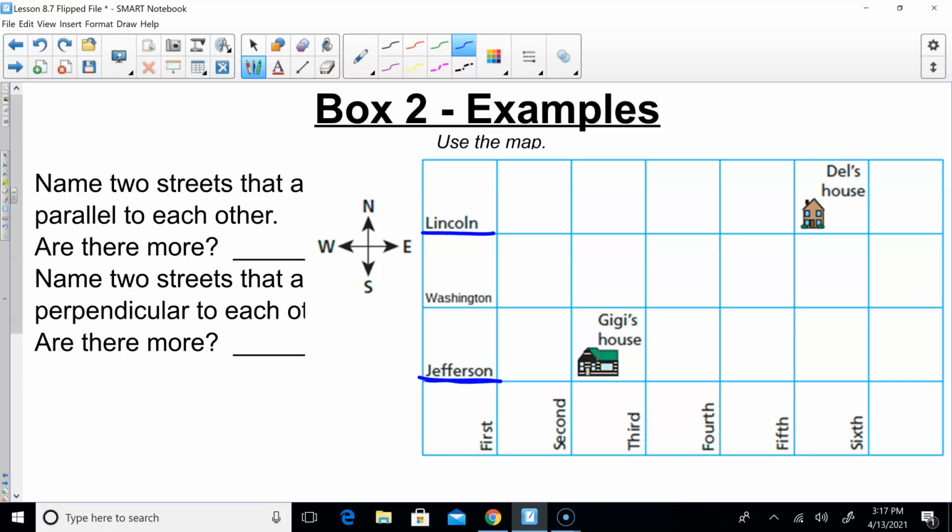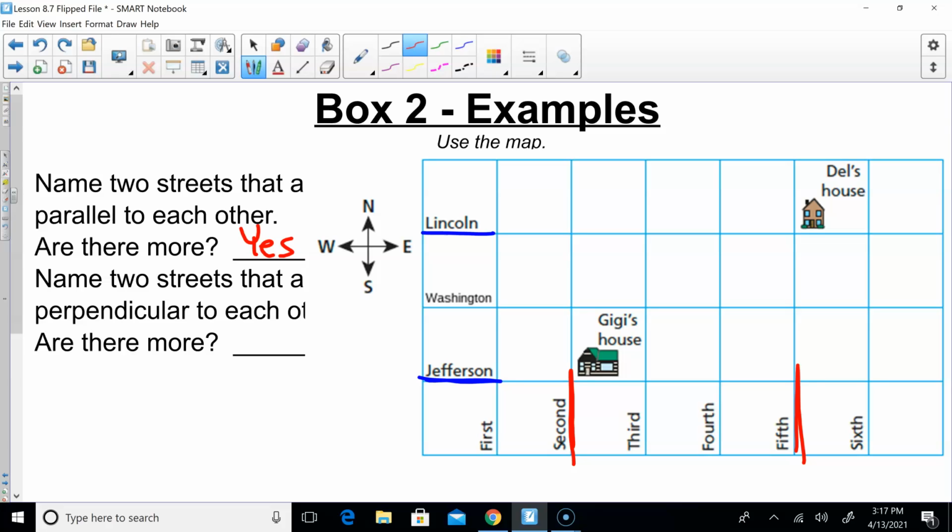We also have another one. We can go the other direction this way. It looks like 2nd Street and 5th Street are parallel to each other. The question would then be, are there more? It said, you betcha. Anytime 2 lines are parallel, there are lots more streets that would be parallel to each other. You can probably name a few. You might even be asked to name a few when it comes to your turn.